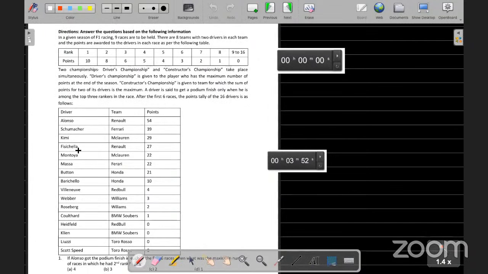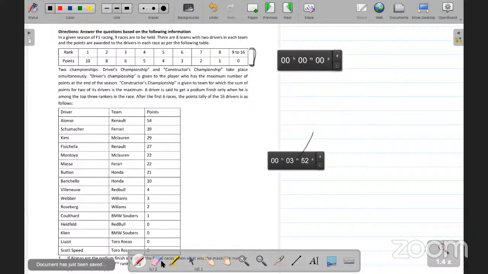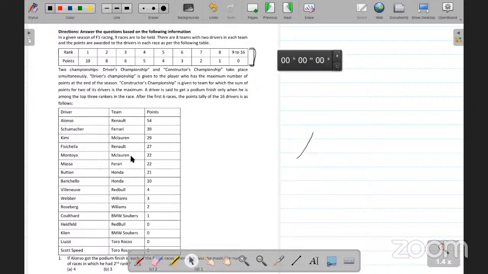In a given season of F1 racing, 9 races are to be held. There are 8 teams with 2 drivers in each team and points. So this table gives you the points, correct? So you have to look at points on this table. Then what other information is given to you?